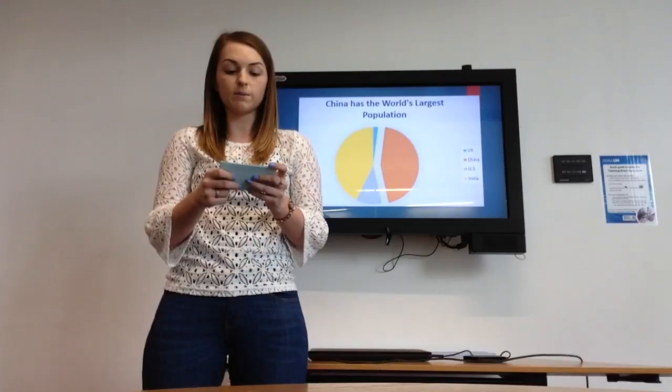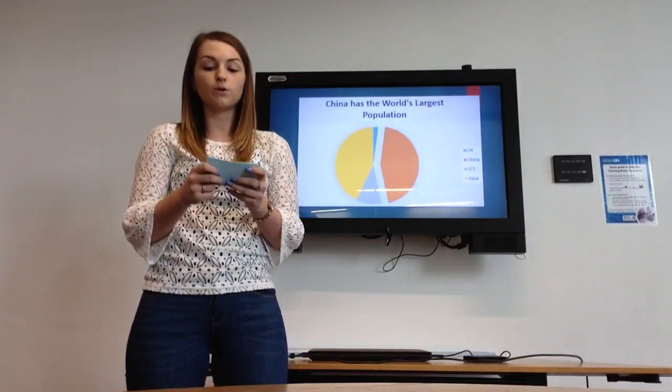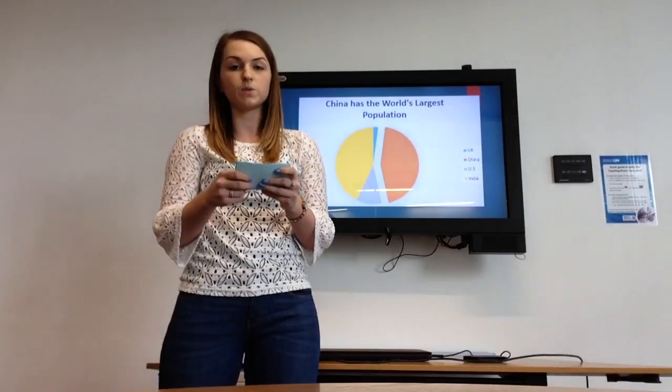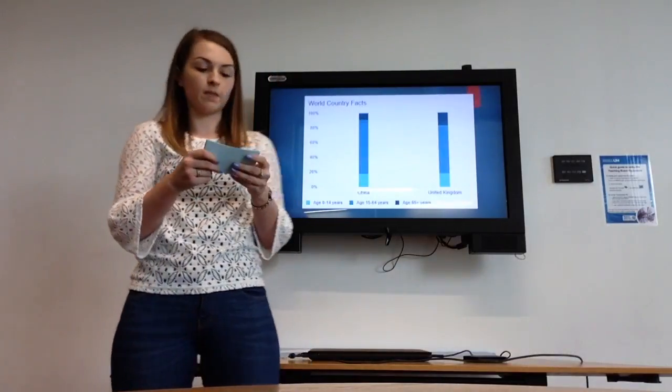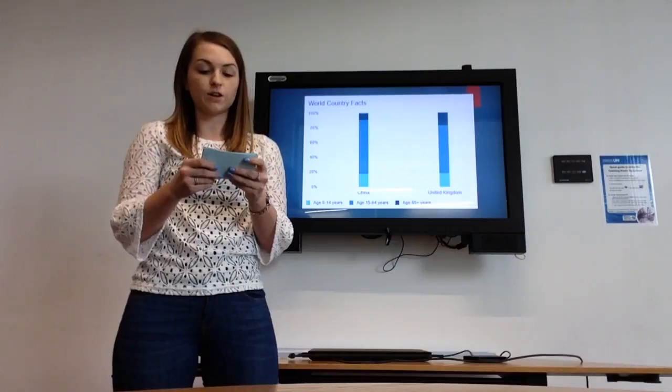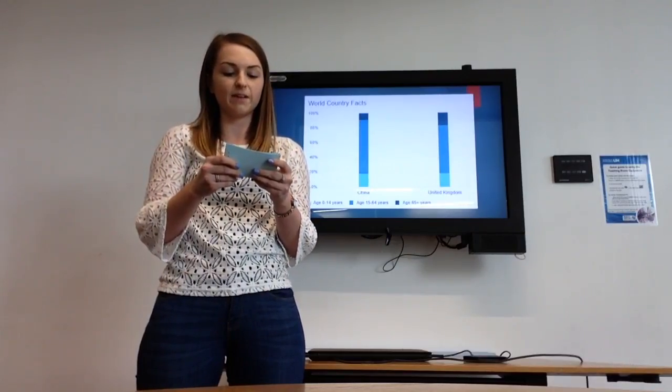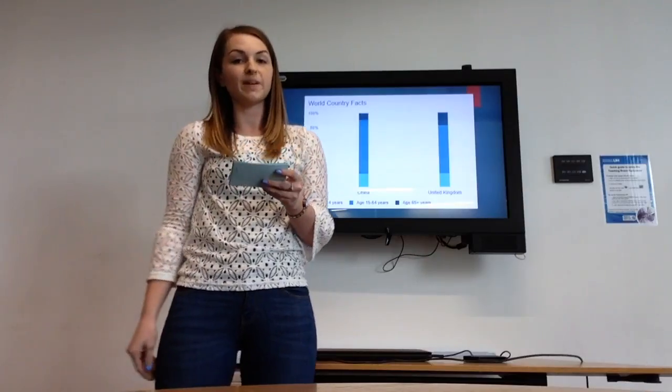Alternatively, the UK's economic development has been hindered but not stalled by their ever-increasing ageing population as a result of the post-war baby boom. This graph illustrates how China and the UK's demographic structures are similar, both having an increasing ageing population.